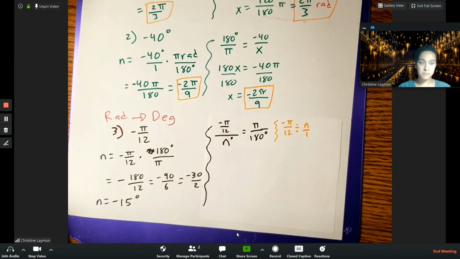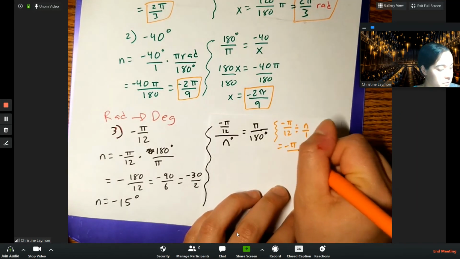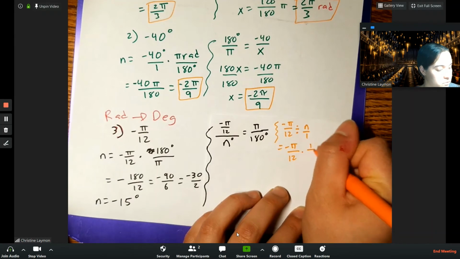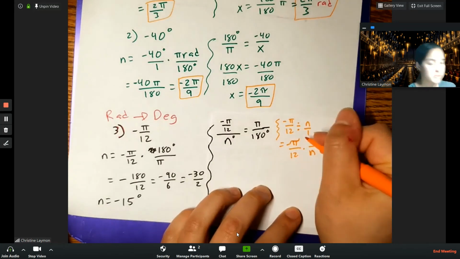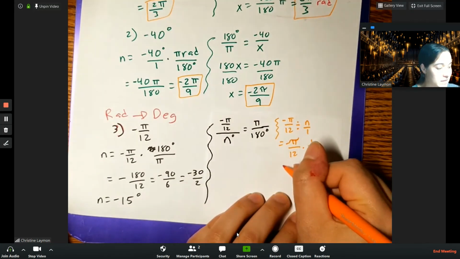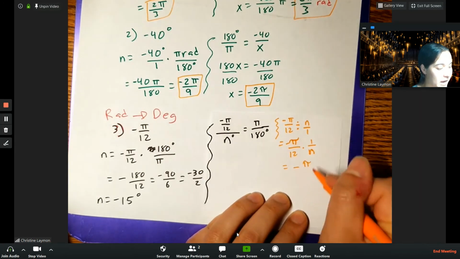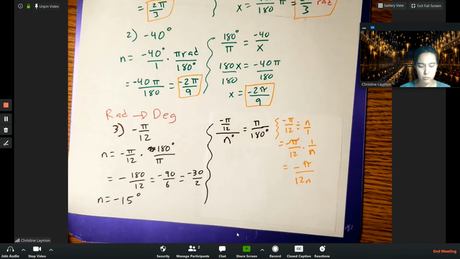Now, dividing by a fraction is the same thing as multiplying by the reciprocal. So times 1 over n. Notice that that n is on the bottom, so I can write that part as negative pi over 12n. That's what I'm going to use.